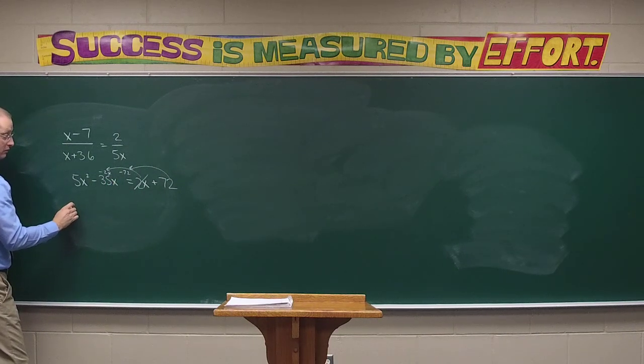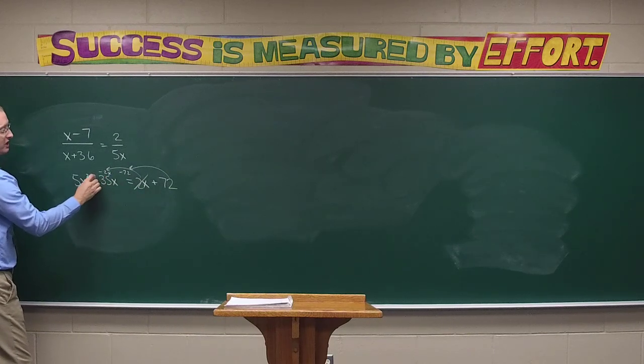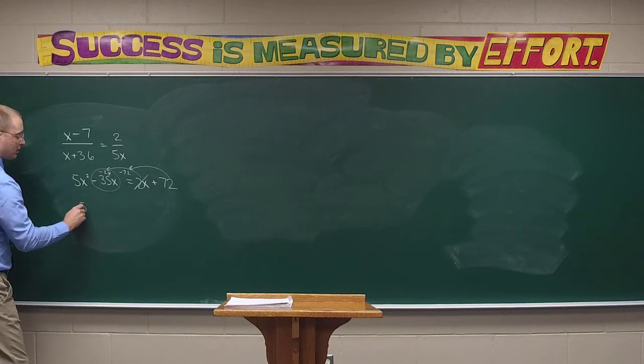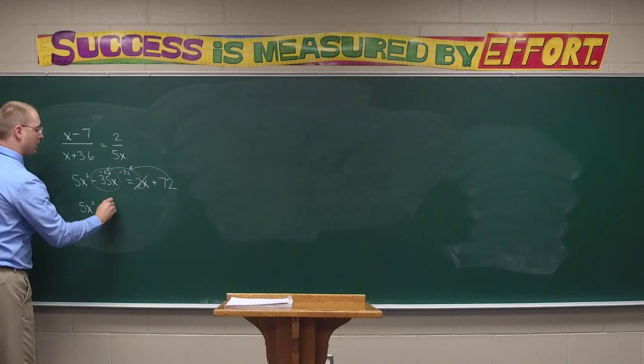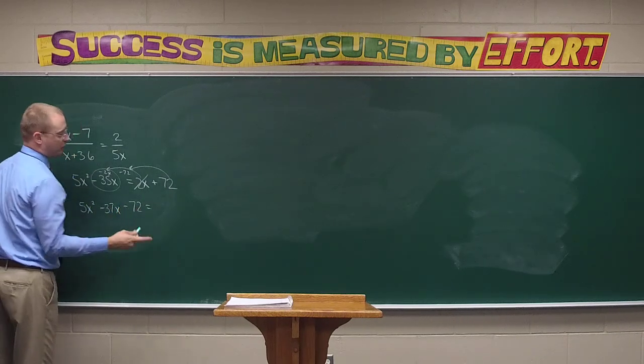3x, wait, hold on. Yeah, 3. Well, careful, the 2x comes over as a negative 2x, so that's going to combine with a negative 35x. There is nothing to do to the 5x squared. So 5x squared, and negative 37x, and then negative 72. All equal to, of course, zero.